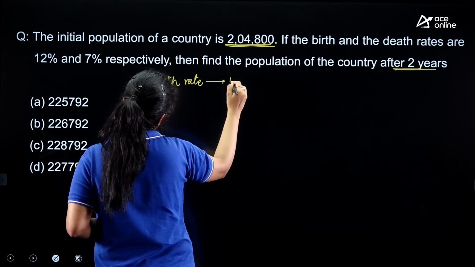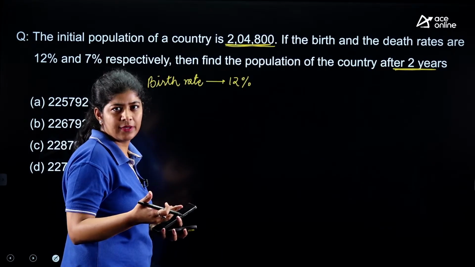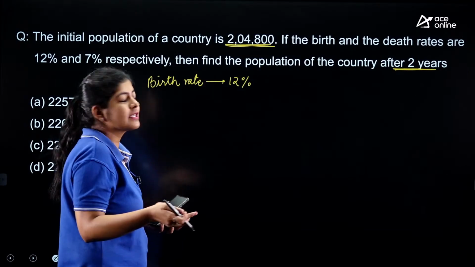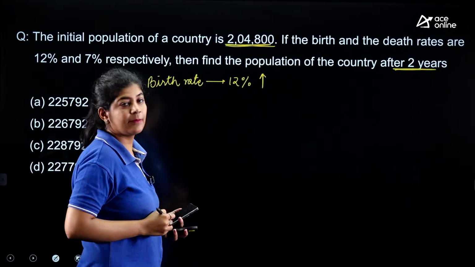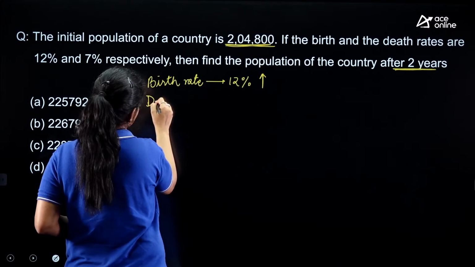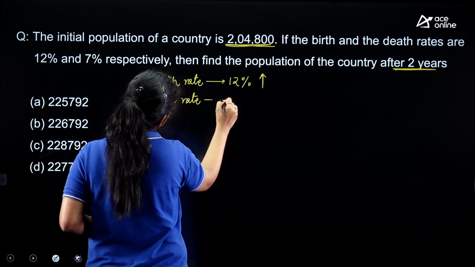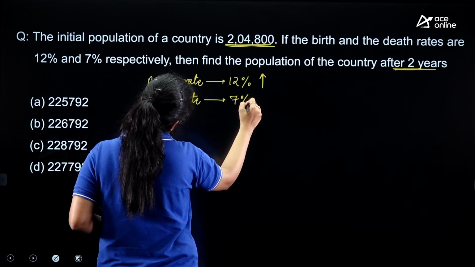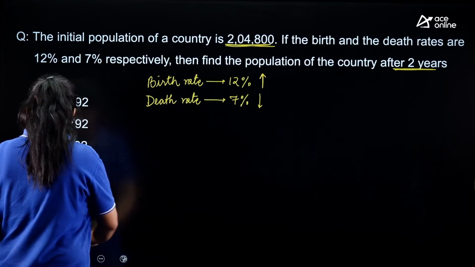Birth rate is 12%. Birth rate means new babies are coming and the population is increasing, right? That means we can say a 12% increment. Death rate means people are dying, so the population is decreasing, a 7% decrement, right? This is what we are having.